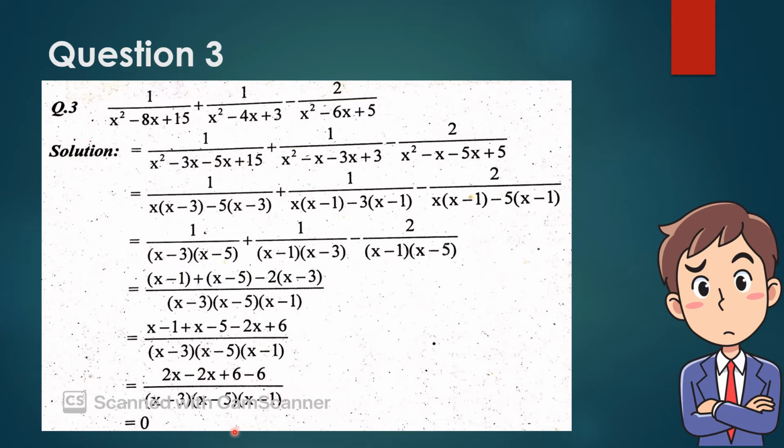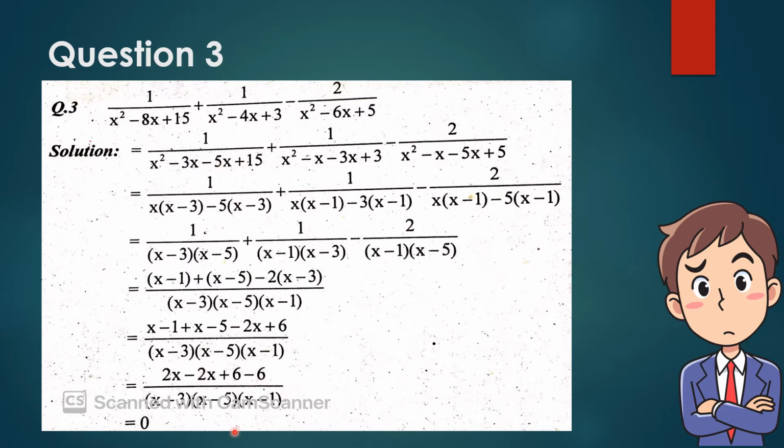So in the first fraction I am taking x common. We will be left with x minus 3 minus 5 into x minus 3. In the second one x will be taken as common. You will be left with x minus 1. Minus 3 is taken common. You will be left with x minus 1. In the third one you have x common. You will be left with x minus 1, minus 5 is common, and x minus 1 is left.